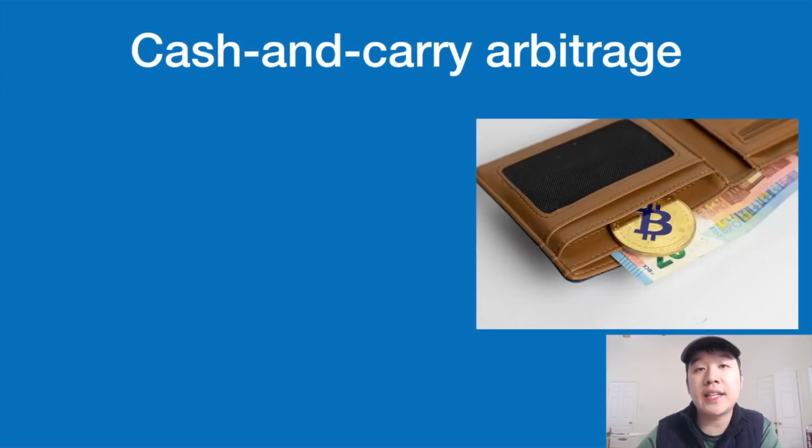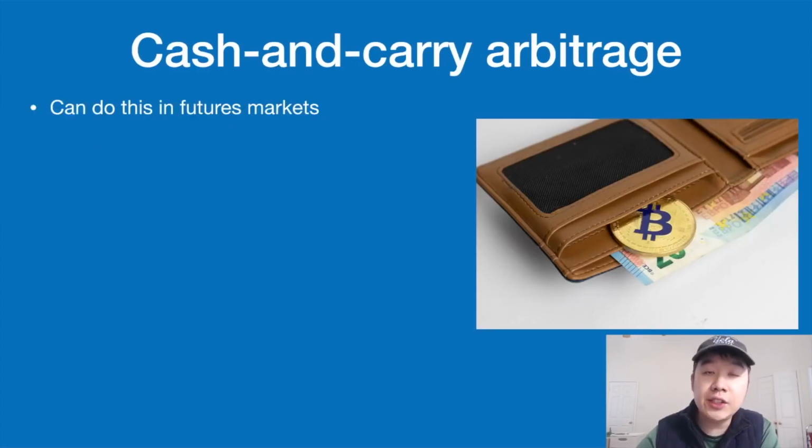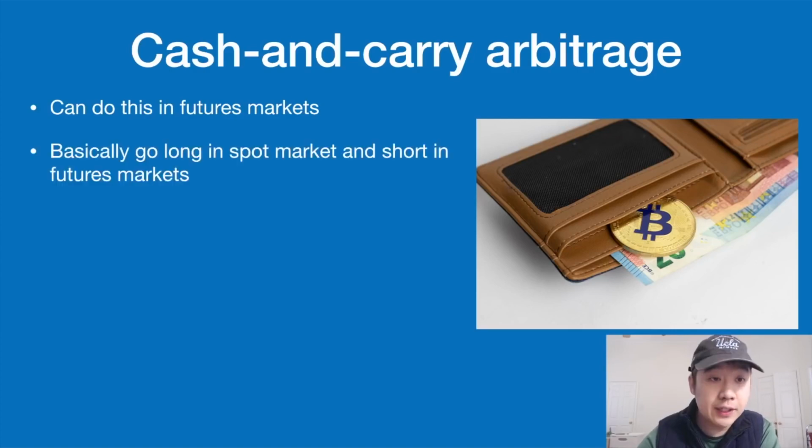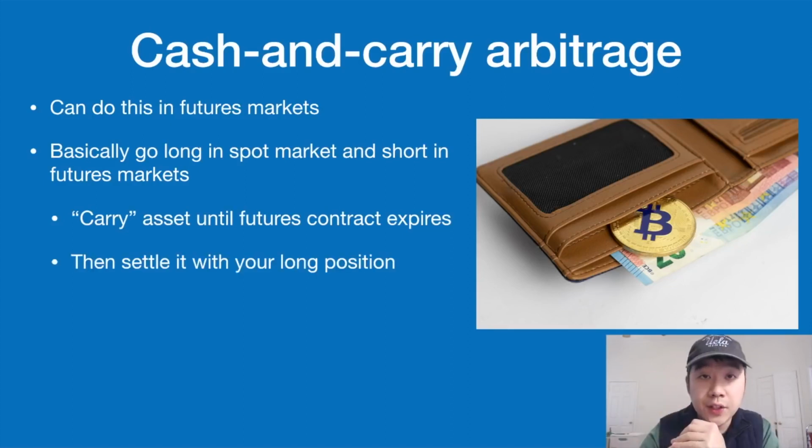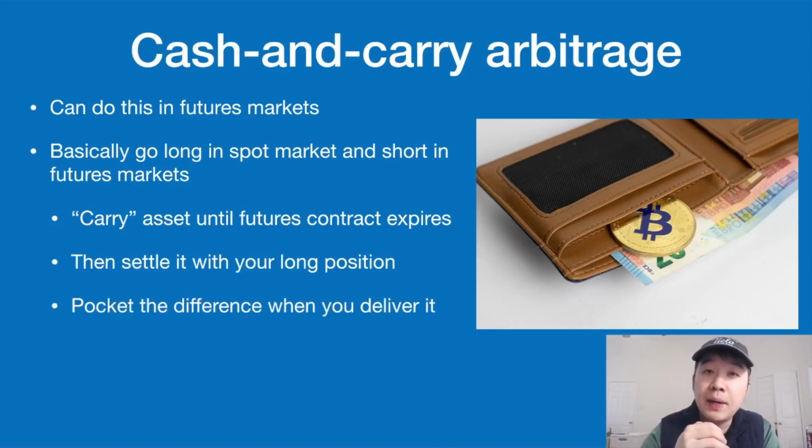The last one I want to cover is cash and carry arbitrage. You utilize this because of the futures markets. Basically, you go long in the spot market, or the markets that we're all familiar with, and go short in the futures market. Then you carry the asset until the futures contract expires, and then you settle it with your long position. By doing so, you can pocket the difference when you deliver the asset.